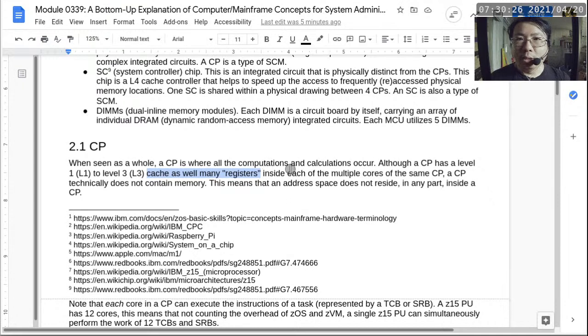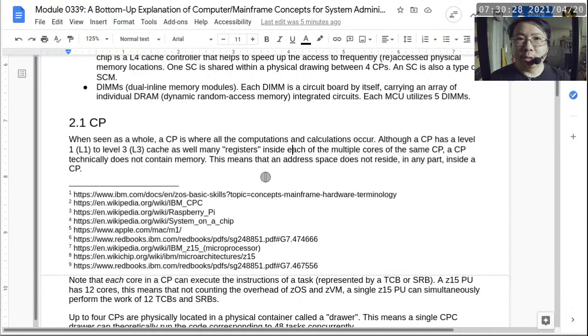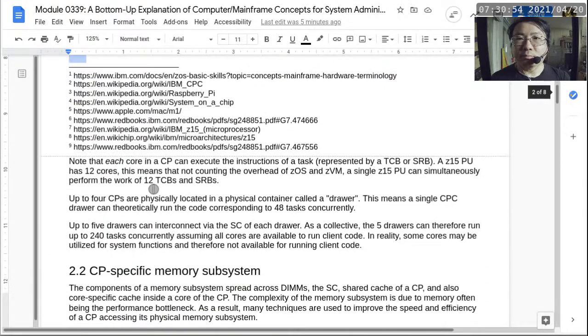All right. The address space that we have talked about a lot does not reside in any shape or form inside a central processor. The central processor is kind of the worker, but the operations manual that we have been using as an analogy is not a part of the central processor. Each core of a central processor can execute the instruction of a task independent of all of the other cores.